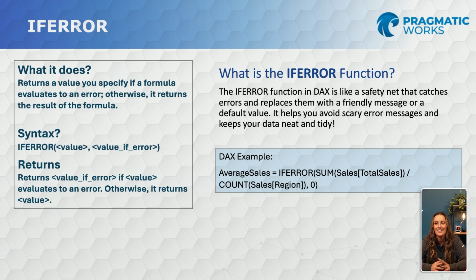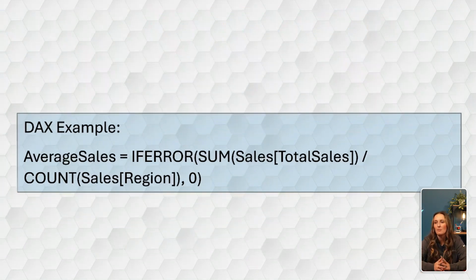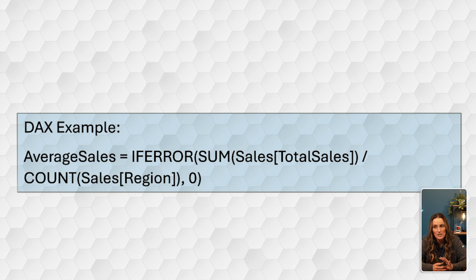in bold italics. My example here that we have says average sales equals IFERROR, SUM sales total sales divided by COUNT sales region. That's going to be that first part of that syntax. That's my value. And then if there is an error in that, then it's going to replace it with a 0. I'm going to show you this using it in a calculated column and in a measure as well. Let's head over to my laptop and check this out.